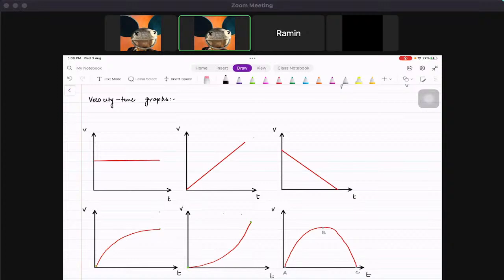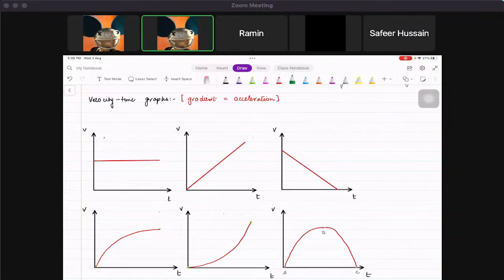So basically you guys need to remember that the gradient of a velocity time graph basically shows acceleration. So in the first section you might see that's a flat line, which means the acceleration is going to be 0, but the velocity would be constant. The reason for this is because the value of the velocity is still the same all the time.